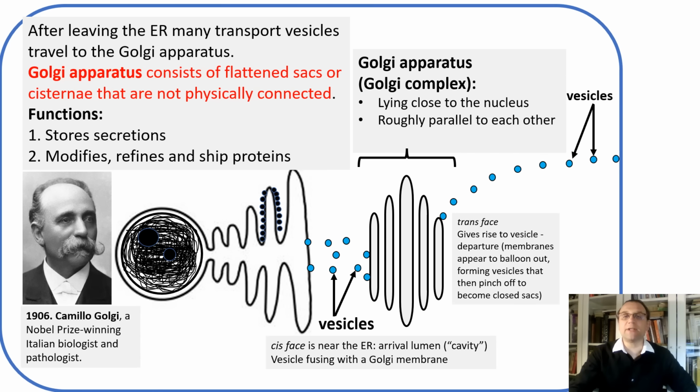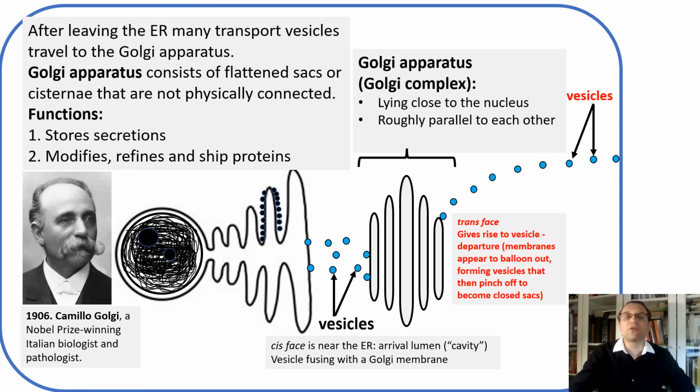The Golgi apparatus consists of flattened sacs or cisternae that are not physically connected. This organelle, which on my diagram looks like a stack of pancakes, stores secretions. It modifies, refines, and ships proteins. Textbooks differentiate the cis and trans phase in the traffic of balloon-like vesicles. The cis phase is near the endoplasmic reticulum, the arrival lumen. The vesicle upon arrival fuses with the surface of the Golgi membrane, releasing its content.